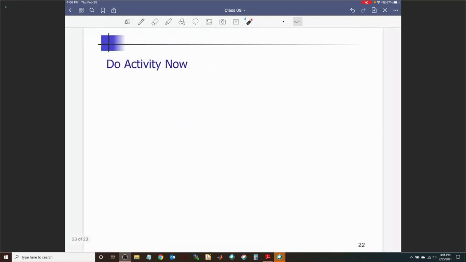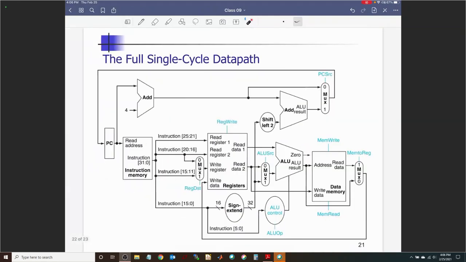All right, I think you guys are ready for the activity. If you understand the data path and the decisions made to get to this, it should be a pretty quick activity.